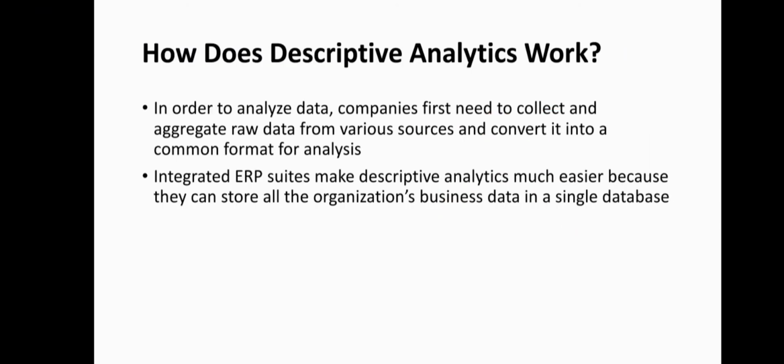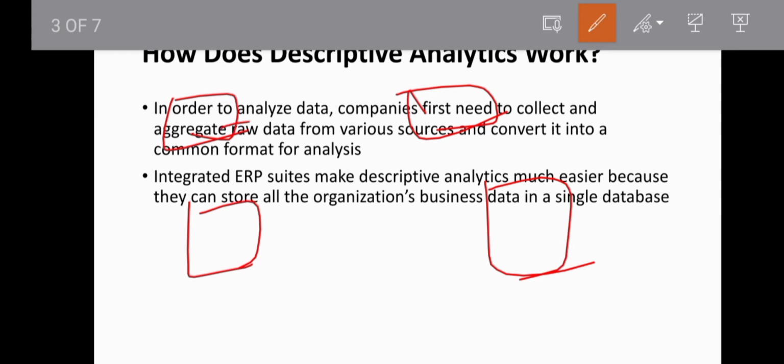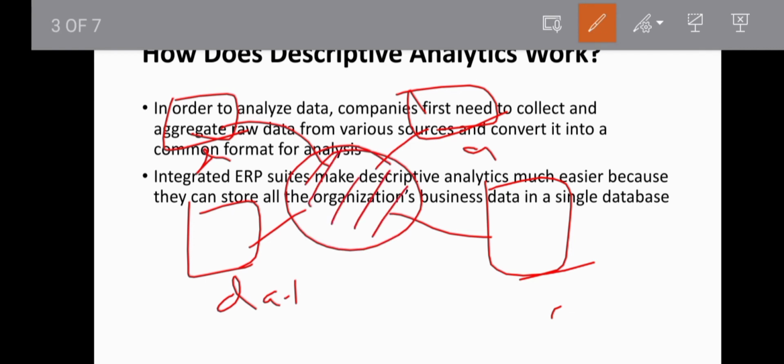Now, let us see how descriptive analytics works. In order to analyze data, companies first need to collect and aggregate raw data from various sources, then convert them into a common format for analysis. So suppose a company may have data from different systems, let's say system A, system B, system C, system D, etc. The data from these systems, let's say data A, data B, data C, data E, all should be collected, then converted into a common format. This may be in another format, this may be in another format, this may be in another format. So data is converted into a common format, then it is aggregated before it is analyzed.